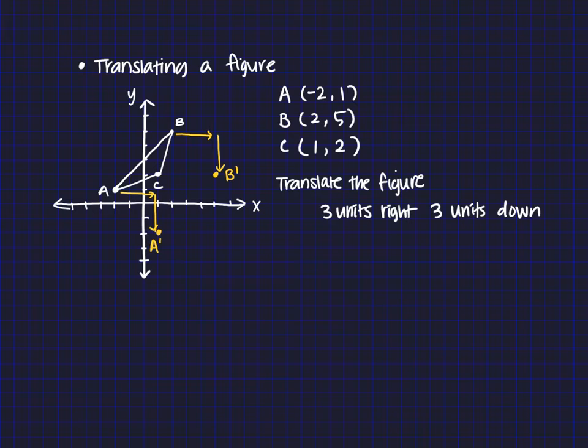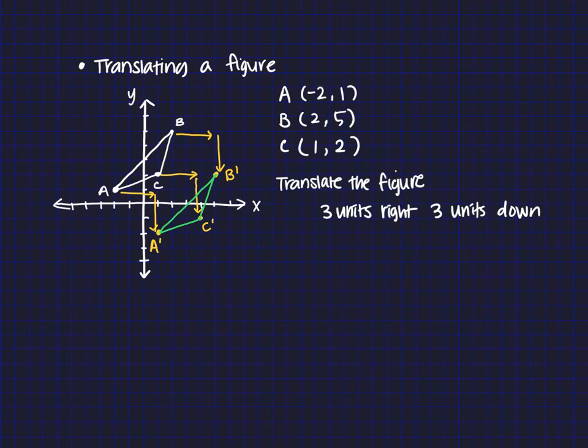I'm going to repeat the same thing for C, which you're going to go to the right 3 times, 1, 2, 3, and then continue going down 3 units, and it's going to be C prime. And you're going to connect all the dots again to create the triangle.